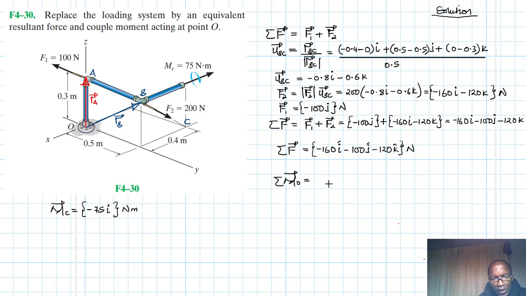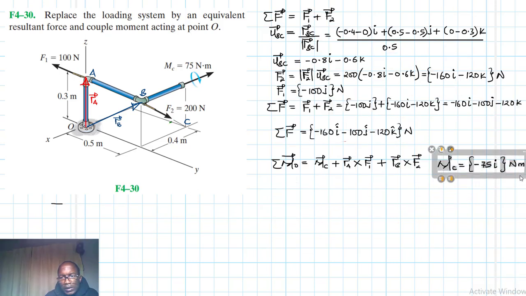So summation of moments about point C, we say the couple moment itself, then plus RA cross vector 1, plus RB cross vector 2.